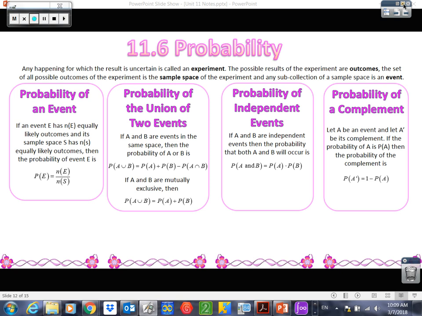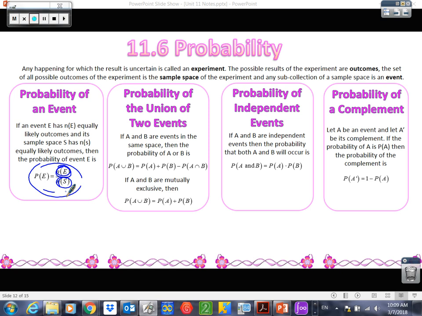So what is probability? Probability is a fraction. It's a ratio of the number of ways we can get what we want over the total number of ways. It's what we want over total. It's basically what it is. So that's probability. Probability of an event is the number of ways you can get what you want over the total possible things that could happen.